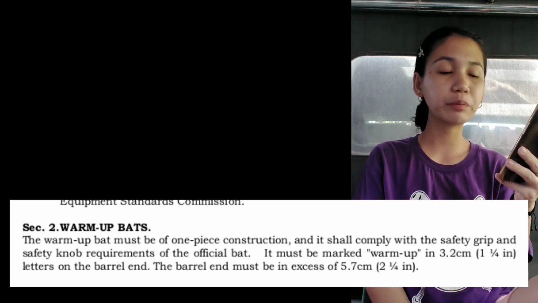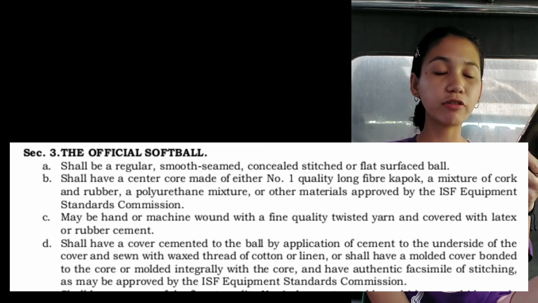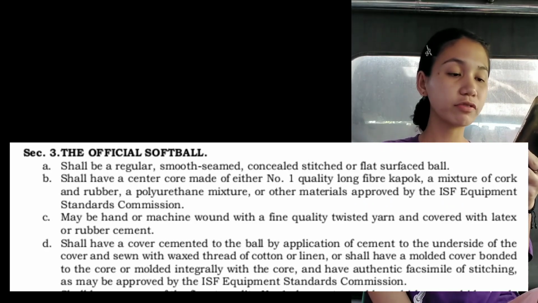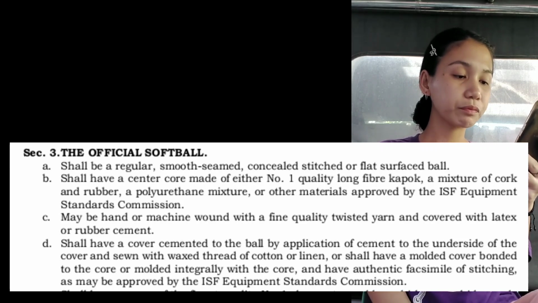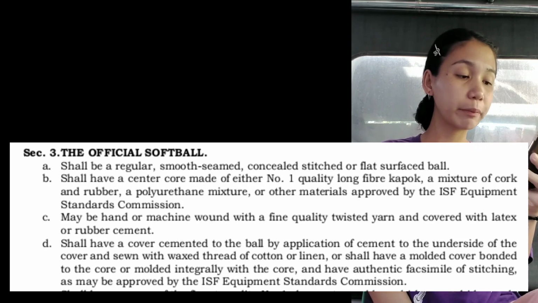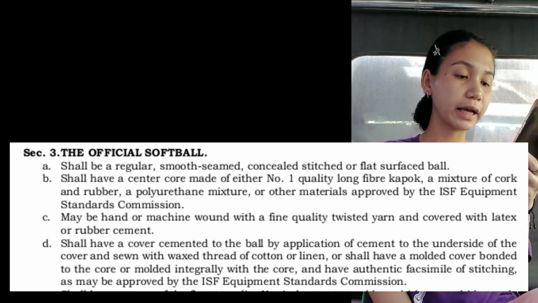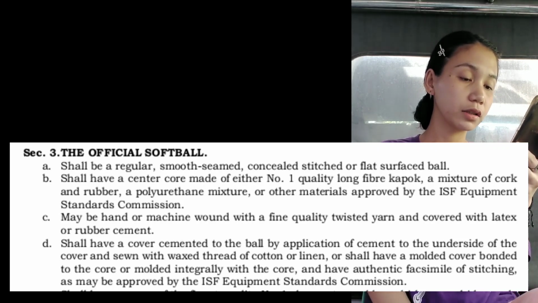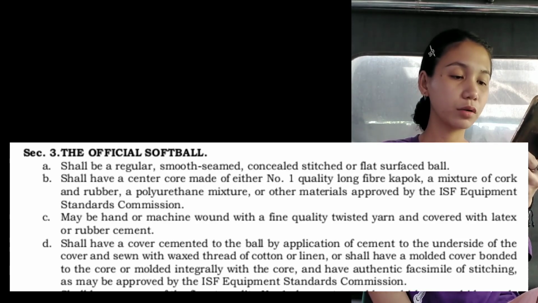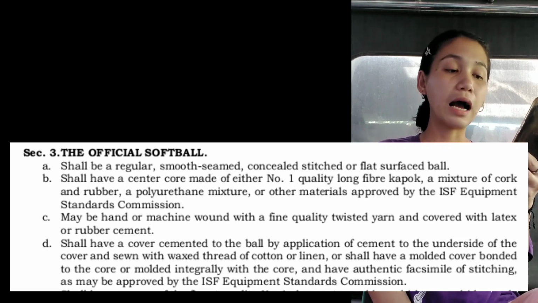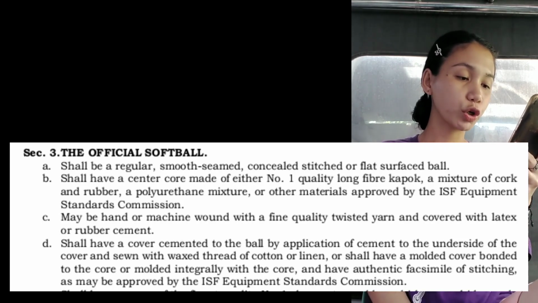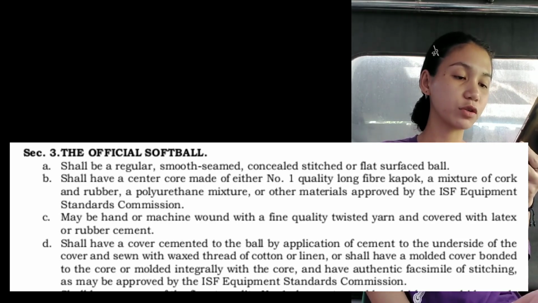Let's move on to rule number 3, section 3, the official softball. The official softball, A, shall be a regular smooth-seamed, concealed stitch or flat surfaced ball. B, shall have a center core made of either number 1 quality long fiber kapok, a mixture of cork and rubber, a polyurethane mixture or other materials approved by the ISF Equipment Standards Commission.